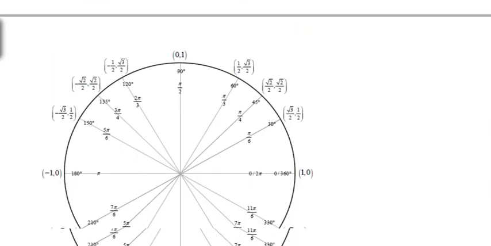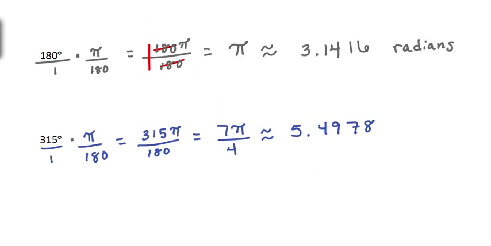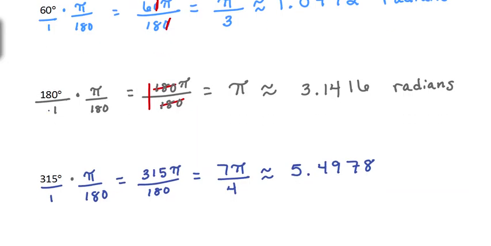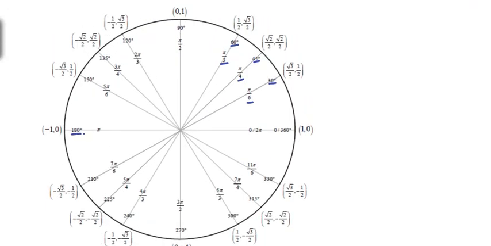Now let's look at the unit circle. 30 degrees, pi over 6. We had that one. 45, pi over 4. We had that one. 60, pi over 3. We had that one. So then after 60, let's scroll back up, we did 180 and we got pi. So let's scroll back down and see 180 is right here, and there's the radian measure pi. And then we did 315 and we got 7 pi over 4.